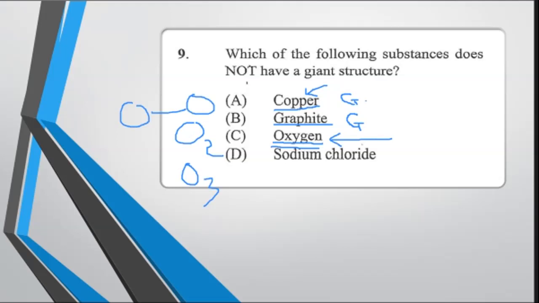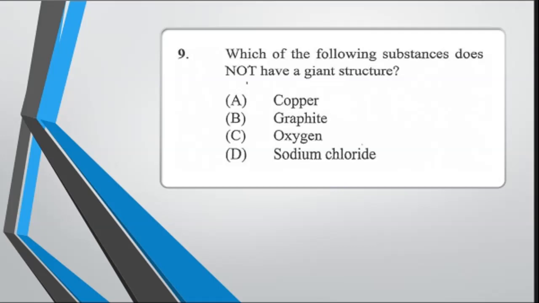And sodium chloride, sodium is a metal, while chlorine is a non-metal. So this here is exhibiting ionic bonding. So we have giant ionic bonding. Right, so the only one that is not a giant structure would be the oxygen, right? Because oxygen has simple molecular structures.